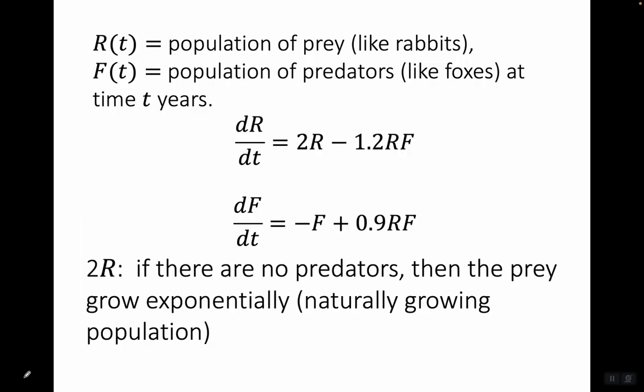Again, R is the population of prey, F is the population of predators. Let me explain to you why this system of equations makes sense. If there are no predators, in other words, if F is 0, then this goes away, and so we're left with dR/dt equals 2R. We've seen that before. That's exponential growth for the rabbits, for the prey. Because if there are no predators, those prey will take off. Those rabbits are going to breed like rabbits, frankly.